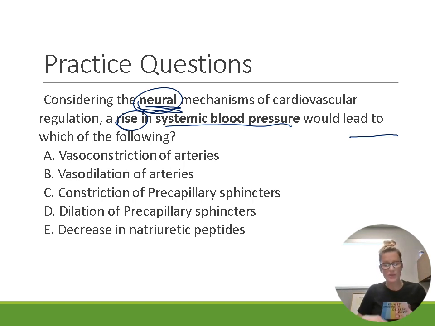We can do that at the local level, right? One little cell or one tissue controlling the blood flow through it. That's where you have control of the precapillary sphincters, right? One little area. That's not neural control. Neural control is on a larger scale, right? That's when you have vasoconstriction and dilation of the actual arteries, the large muscular arteries that are distributing blood around the body.